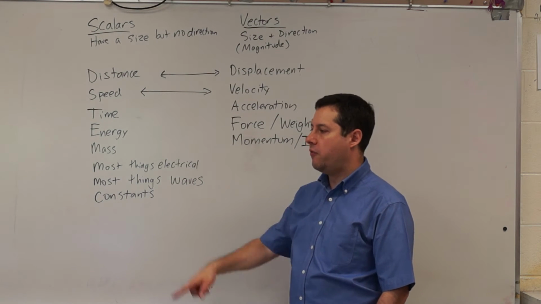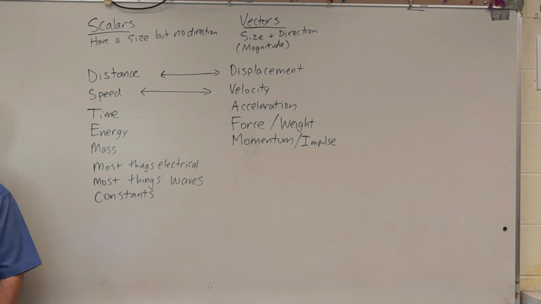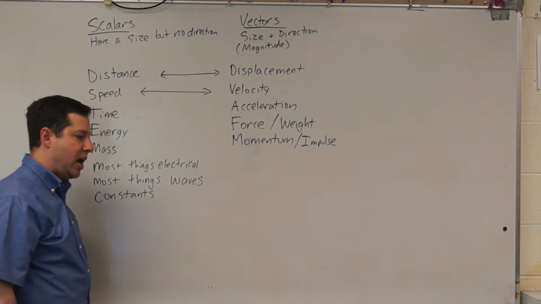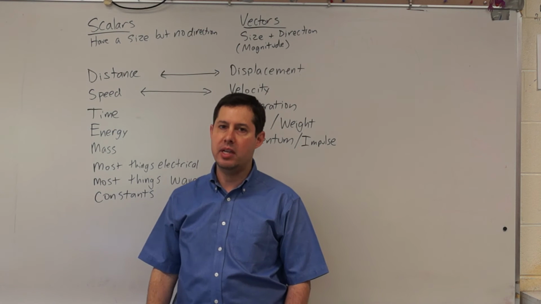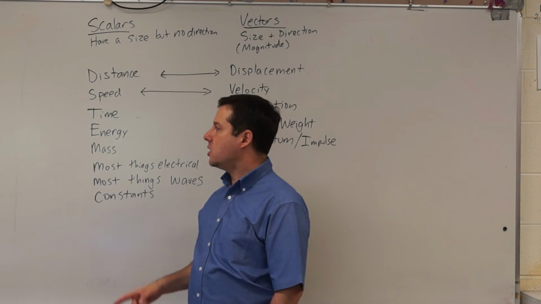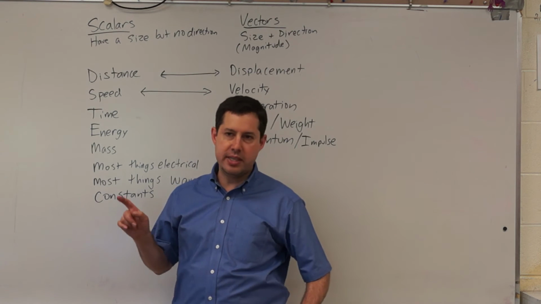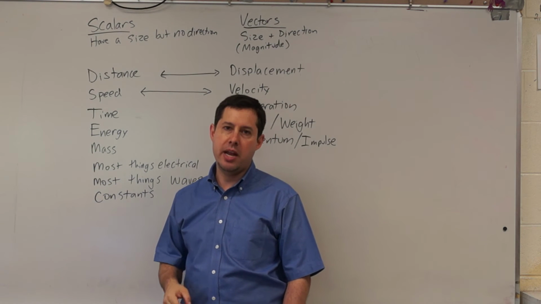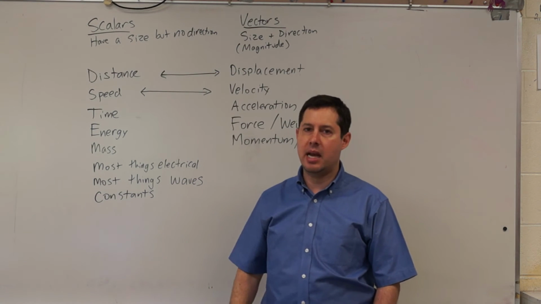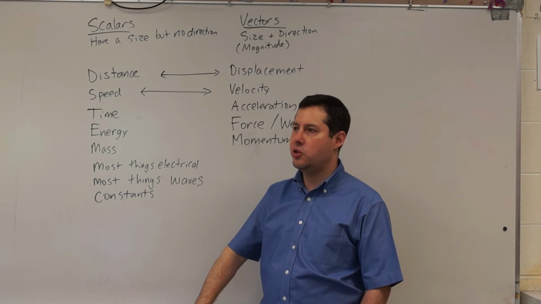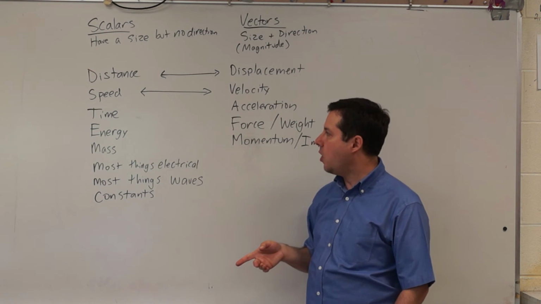So if I walk 4 steps in that direction, 1, 2, 3, 4, and then I walk 2 steps back, 1, 2, I've gone a total of 6 steps. So the distance I've traveled has been 6 steps. But my displacement, that would be my change in position, would be 2 steps in this direction, meaning I've come a net of 2 steps in this direction, even though I've traveled 6 steps because I've gone 4 and then 2 backwards.